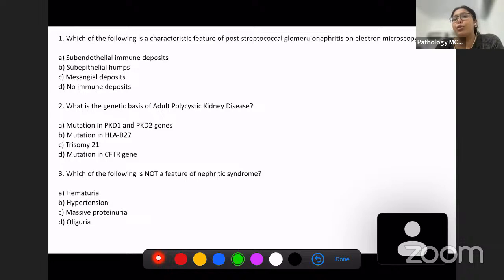Now we'll discuss a few MCQs regarding the topics which we have discussed. First question is, which of the following characteristic features of post-streptococcal glomerulonephritis is seen in electron microscopy? Right?